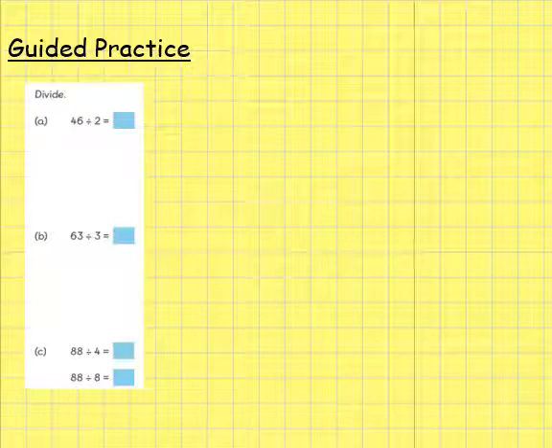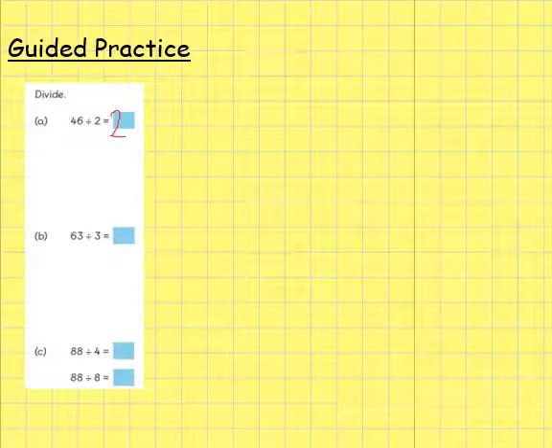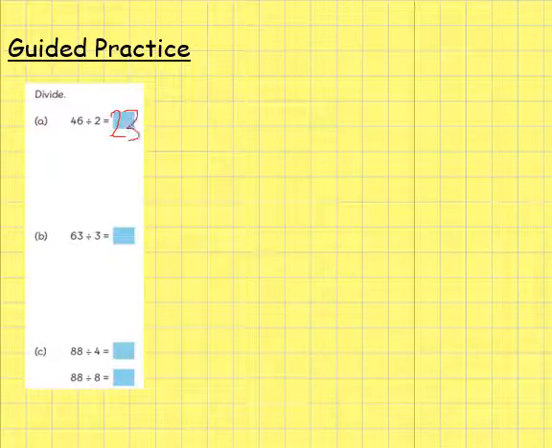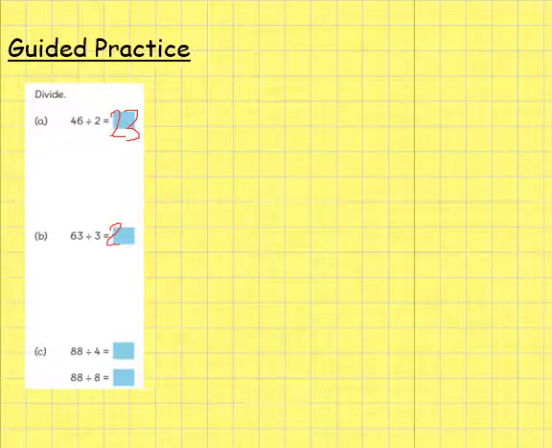So let's just go through these answers very quickly. Hopefully you should have completed them, and if you haven't, pause the video now and double check your answers in a moment. So 46 divided by 2, we've already worked out that that was 23. This next one, 63 divided by 3, hopefully you got the answer of 21.